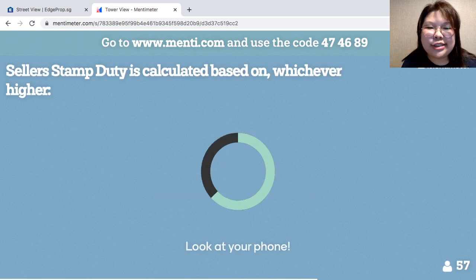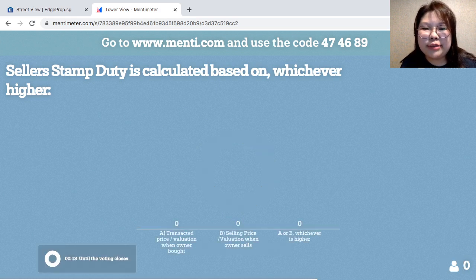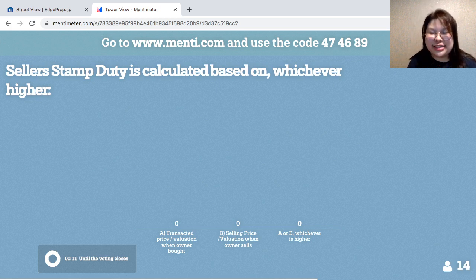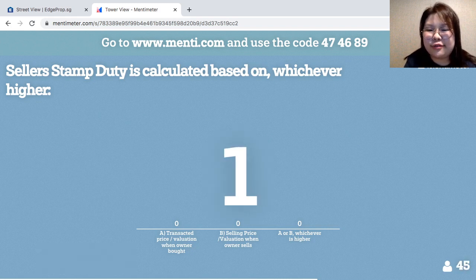Now, next question. Seller stamp duty is calculated based on whichever higher. Is it A, B, or both? This one a bit tricky question. If you remember what I mentioned about seller stamp duty, is it based on price or is it based on valuation?